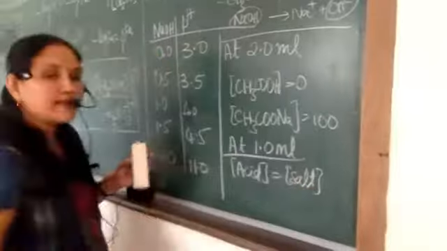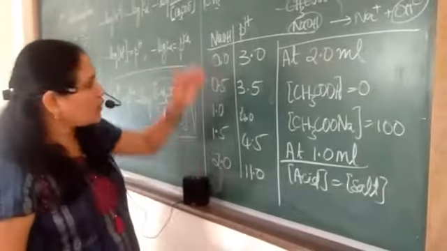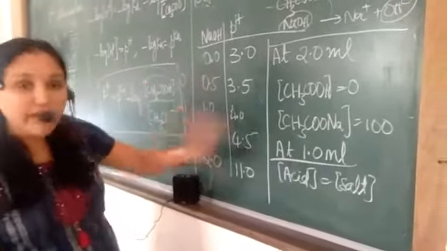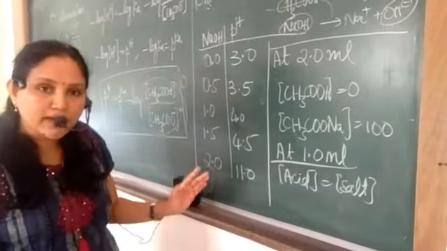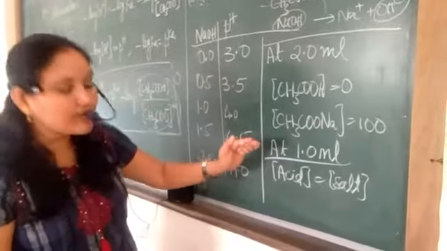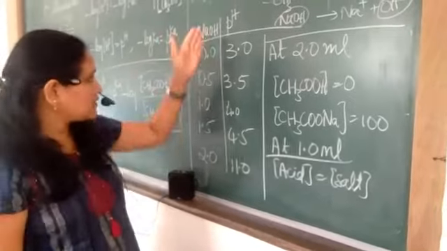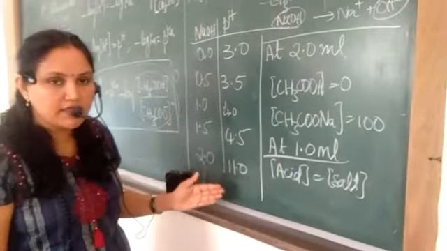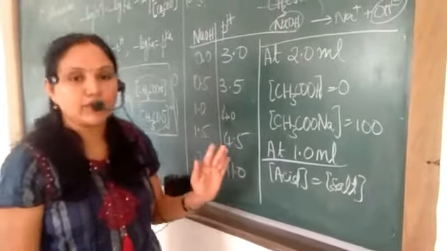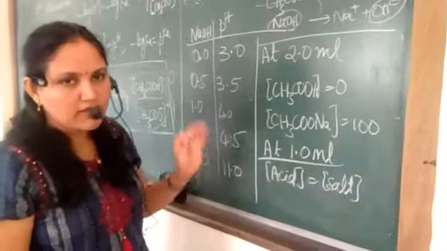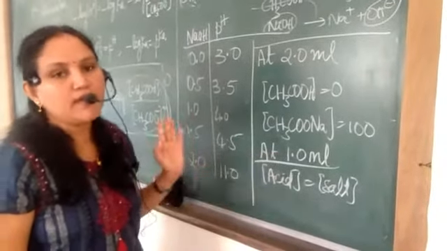Okay. So in the experiment, what you have to do is, you have to go on adding sodium hydroxide until you get complete neutralization. Once you get complete neutralization, after that you have to draw a graph, that is sodium hydroxide versus pH, and at half neutralization point, where is the corresponding pH? That pH is nothing but the pKa.